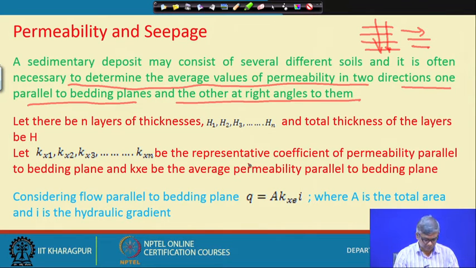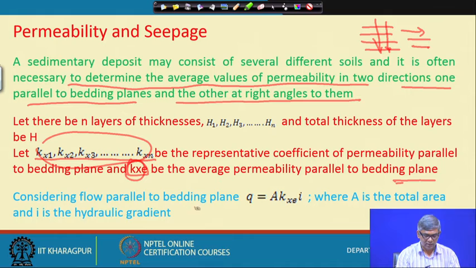And then we can consider the representative coefficient of permeability parallel to the bedding plane, and let Kxe be the average permeability parallel to the bedding plane. Okay. So, this is the respective layer, and this is Kxe which I am considering as equivalent. Different layers having different permeability, I have to find out the equivalent. So, I am assuming this is the equivalent and these are the respective values.